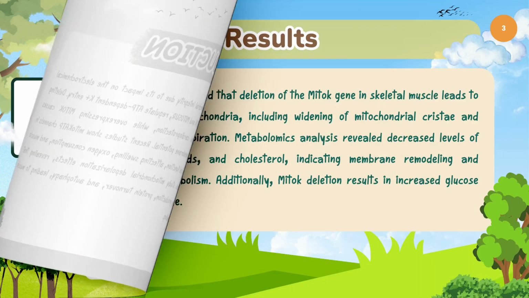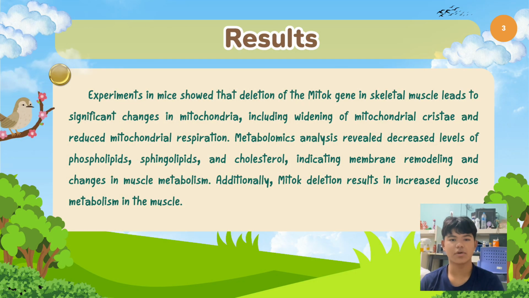IGF-1/AKT1 signaling. Recent experiments in mice show that deletion of the mitochondrial gene in skeletal muscle led to significant changes in mitochondria, including widening of mitochondrial cristae and reduced mitochondrial respiration. Metabolomic analysis revealed decreased levels of phospholipids, sphingolipids, and cholesterol, indicating membrane remodeling and changes in muscle metabolism. Additionally, deletion results in increased glucose metabolism in the muscle.